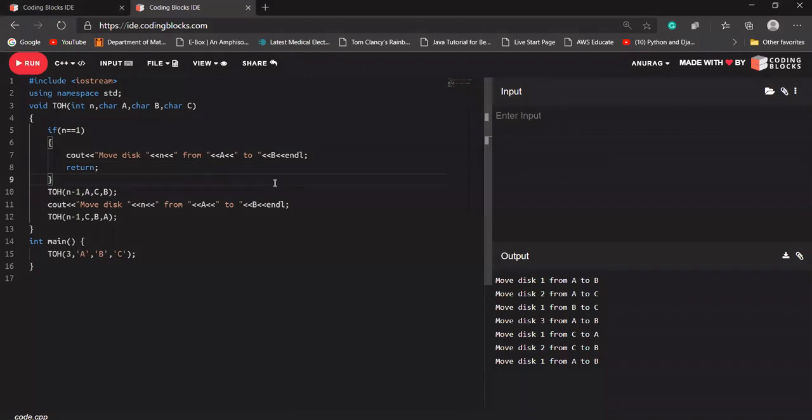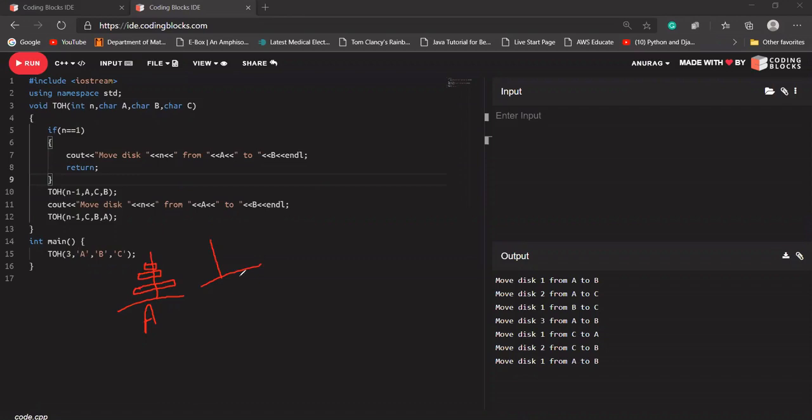Okay, so we are getting the answer. If I have given three disks, it is saying first move disk 1 to B. Let's draw it to see what it's saying. Let's say this is A, and I want to transfer. The smaller one will be 1, the medium one will be 2, and the larger one will be 3, because that is at the top. So it is saying B and C.